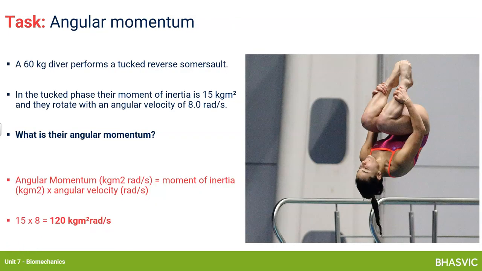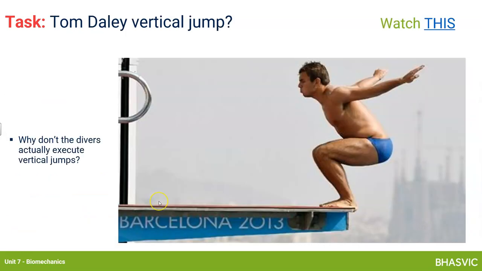So that example describes how much motion there is. But let's just look at how we generate angular motion. Why is it that divers don't actually execute vertical jumps? They typically lean backwards to leave the board. Well, that's because they've got to create that rotational motion. If they just jumped up, they would jump vertically up and vertically down, but they've got to create that spinning, rotating action as they leave the dive board.